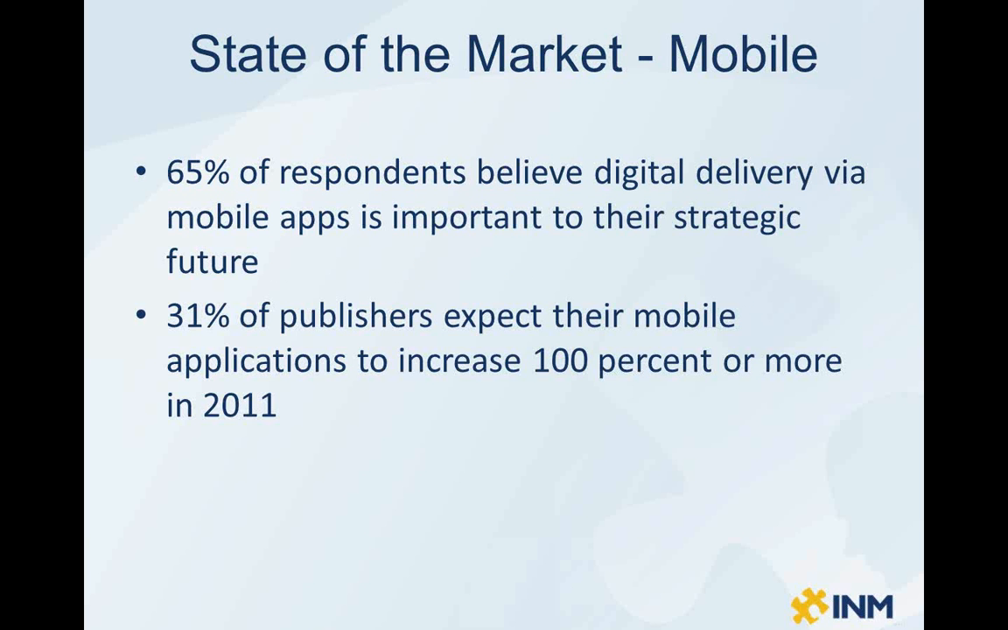With the recent surge of smartphones and tablets, mobile content delivery is an essential part of any association's publishing strategy. According to the Audit Bureau of Circulation, 65% of respondents believe that digital delivery via mobile apps is an important part of their strategic future. And a report from the mobile ad network Millennial Media finds that 31% of publishers expect their mobile applications to increase 100% or more in the next year.